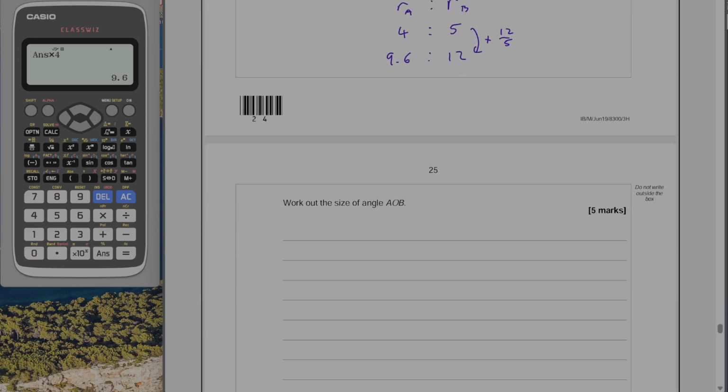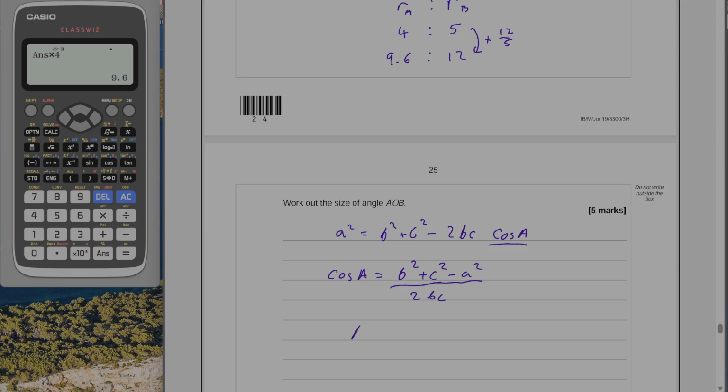Okay, so for the cosine rule, it's that a squared is equal to b squared plus c squared minus 2bc cos a. That's the cos a that we're trying to work out. So if we manipulate this a little bit, cos a is going to be equal to b squared plus c squared minus a squared, divided by 2bc.